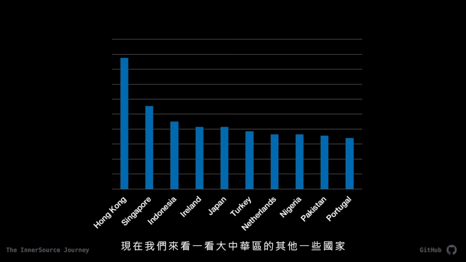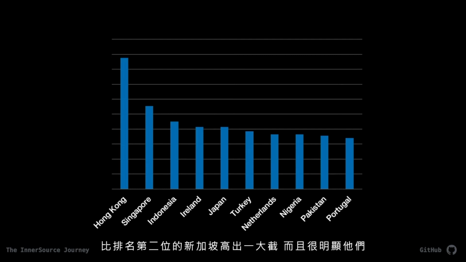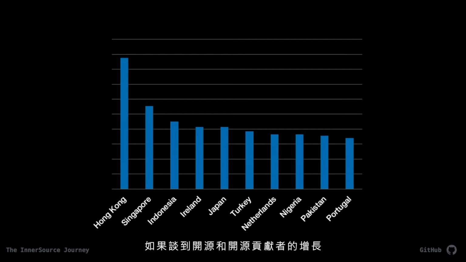And we take a look at some other countries that are in the greater Chinese region. As you can see, Hong Kong is, for the second year in a row, the fastest growing region in the world by percentage of increase in contributors at 175% growth year over year. This is general contributions to software through GitHub. And as you can see, it's far and beyond the number 2 entry, Singapore, and it's a great mark that they've been able to do this for 2 consecutive years.